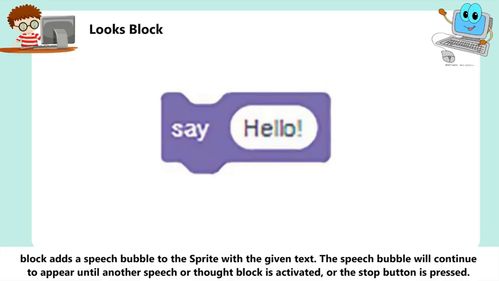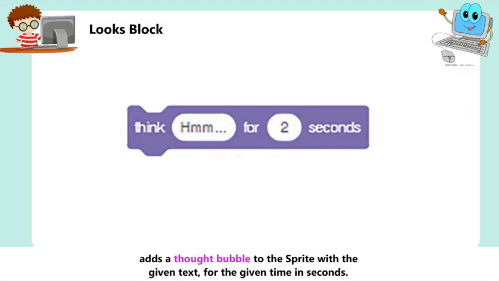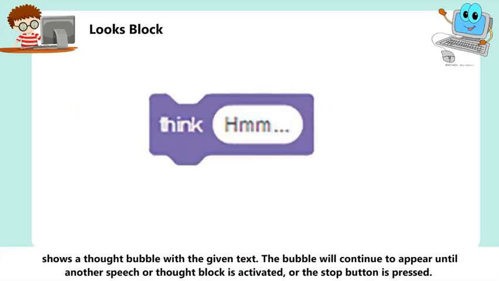The speech bubble will continue to appear until another speech or thought block is activated or the stop button is pressed. Think Hum for 2 seconds adds a thought bubble to the sprite with the given text for the given time in seconds. Think Hum shows a thought bubble with the given text. The bubble will continue to appear until another speech or thought block is activated or the stop button is pressed.